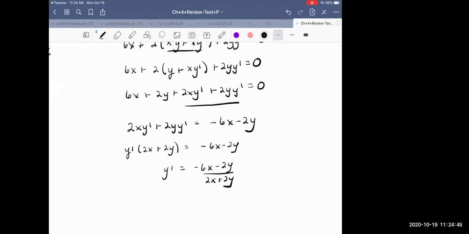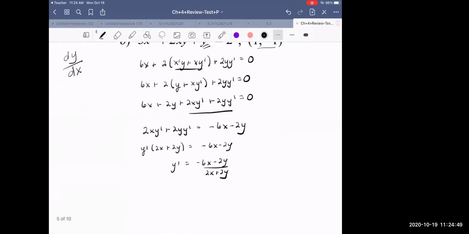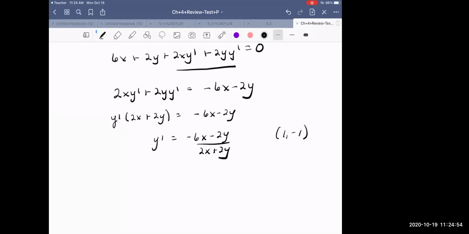Now, we need a numerical slope and we need a point. Well, the point was given. The point is 1, -1, because we need to find the equation of the tangent line. So what I'm going to do is plug a positive 1 in for x and a -1 in for y to get the numerical slope. So it'll be -6 times 1 minus 2 times -1 over 2 times 1 plus 2 times negative 1. If I clean that up, I'm going to have negative 6 plus 2 over 2 minus, ooh, really?